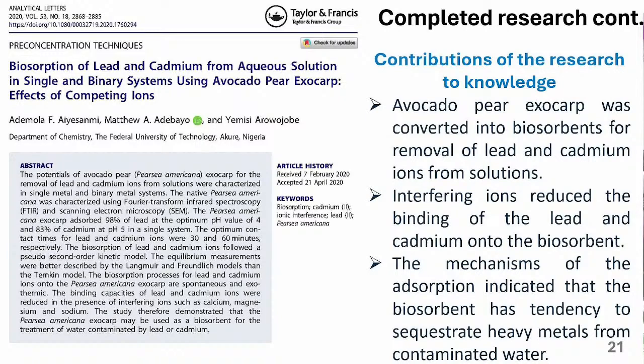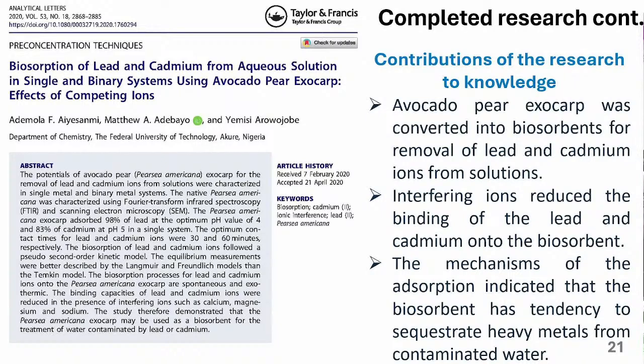These reports were published by the journal Analytical Letters in 2020. All the publications presented here were published in the last 4 or 5 years. These reports prove that avocado pear exocarp can be converted into good material for water treatment, for removal of heavy metals from aqueous solution, removal of water that is contaminated with heavy metal.